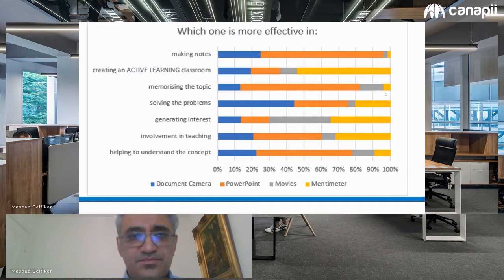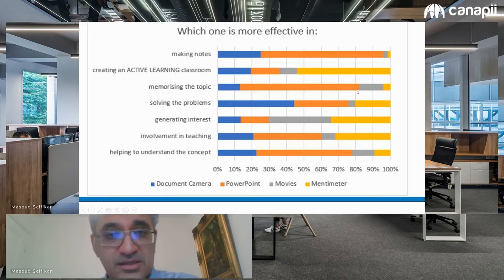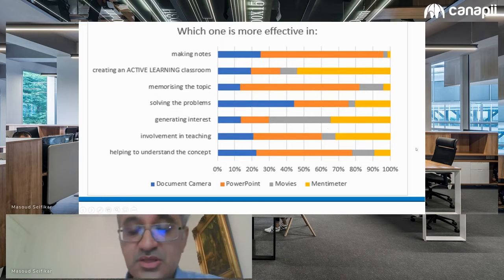As you see here, for example, for making notes, lots of people said PowerPoint, and also for helping to understand the concept, involvement in teaching, and memorizing the topic, they found it fantastic. For creating an active learning classroom, you see that Mentimeter is the main one here, and also for generating interest and involvement in teaching, Mentimeter is great.